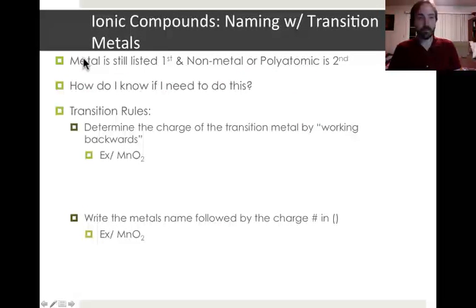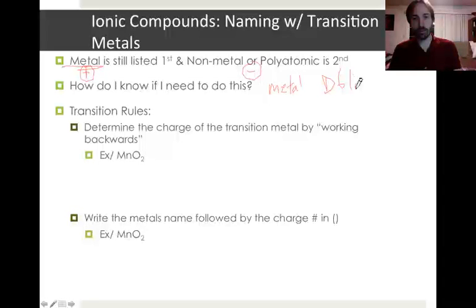Now, if the ionic compound contains a transition metal, there's an extra step. You still follow the same rules. So the metal is going to be listed first because it's the cation, and the non-metal or polyatomic is still going to be listed second because it's the negative ion. How do you know if you're going to need to do this? Well, your metal is either in the D block or it's under the stairs, which means it's a transition metal. So that's the sign that you're going to need to do this.